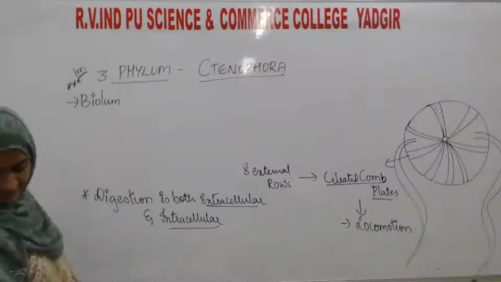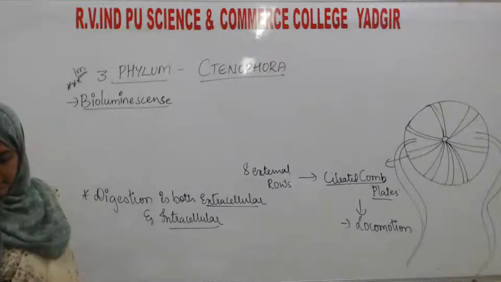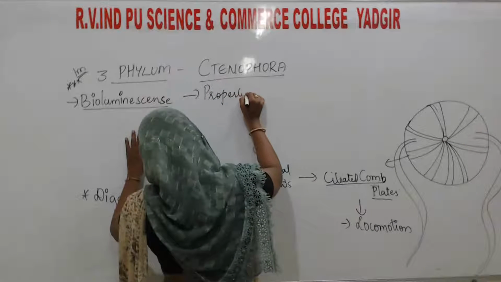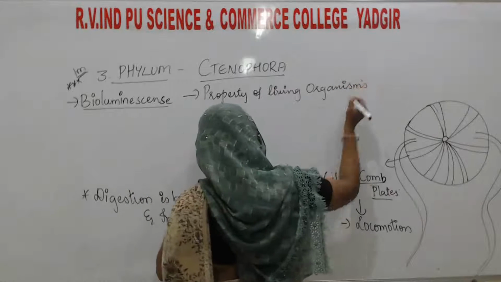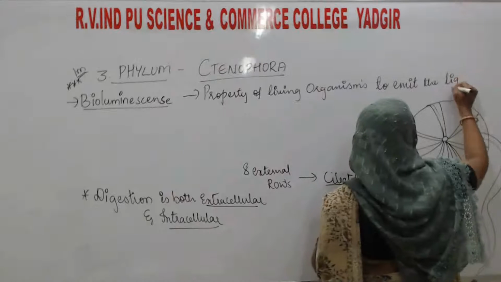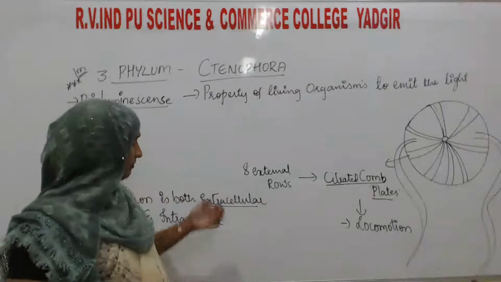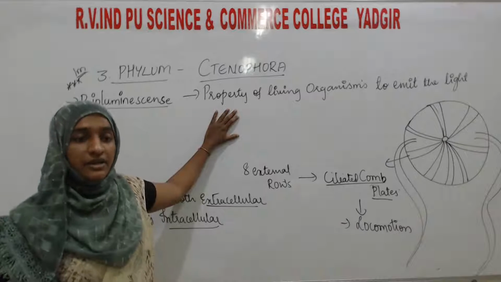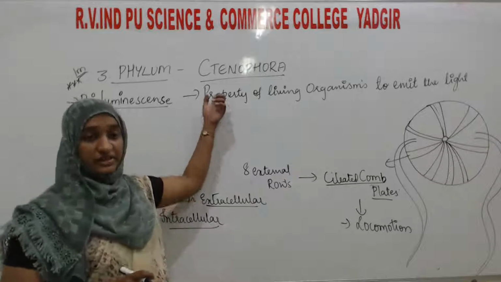What do you mean by bioluminescence? Bioluminescence means the property of living organisms to emit light. They live in the deep oceans or deep seas where there is no light. In that condition, their body itself modifies to emit light, and that property is known as bioluminescence.